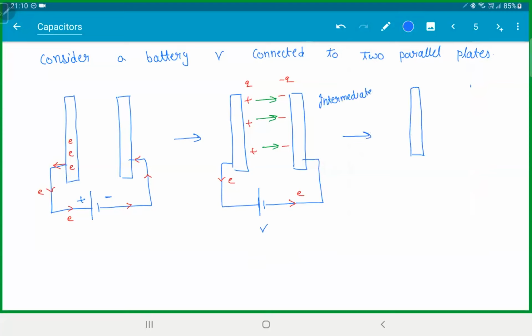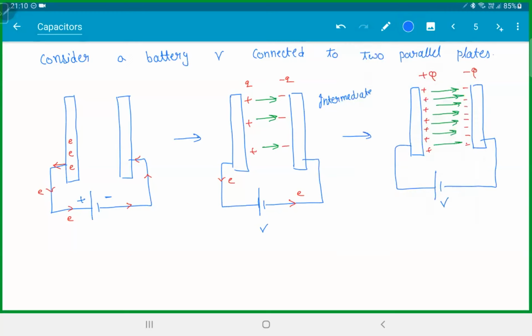At one point, there will be so much charge transferred, plus q and minus q. At this instant, you reach a steady state. The force due to the battery and the induced charges on the plates will cancel out each other. So we reach a steady state.